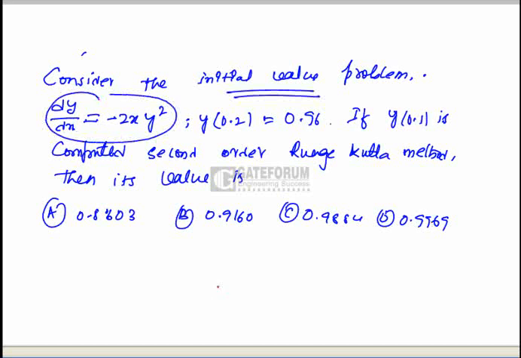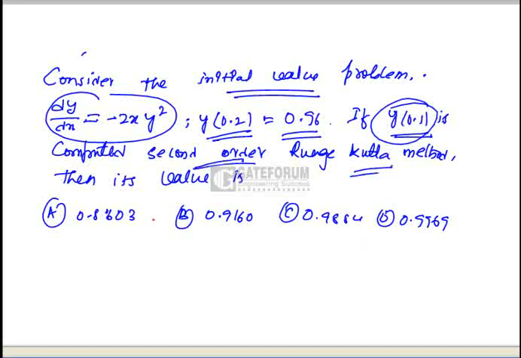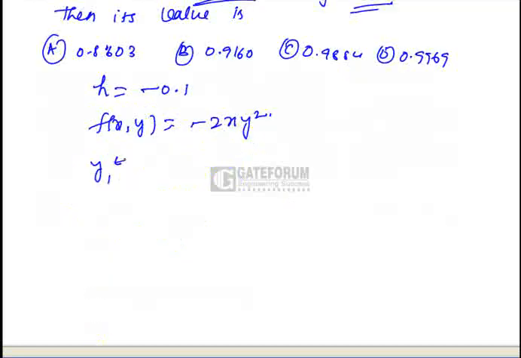The differential equation is given as dy by dx is equal to minus 2x y square, and also y of 0.2 is given as 0.96. If y of 0.1 is computed using the second order Runge-Kutta method, then what is its value? We have to find the value of y of 0.1 by the second order Runge-Kutta method. Now, it's a straightforward question, we just need to substitute the values and get the answer. Here, h is given as minus 0.1, and let us consider the function as minus 2x y square. Now we know the formula, y1 of e is nothing but y0 plus h into the given function at x0, y0.